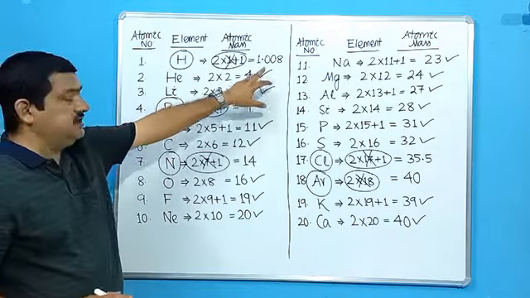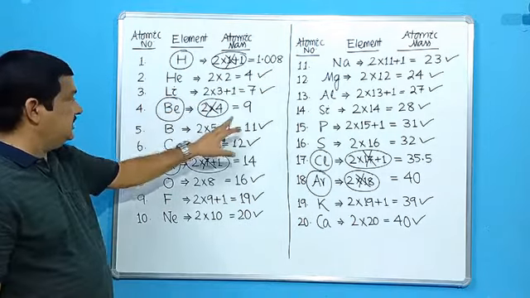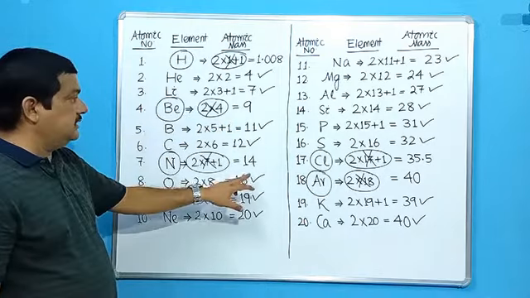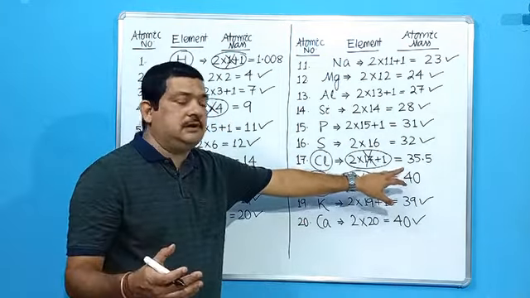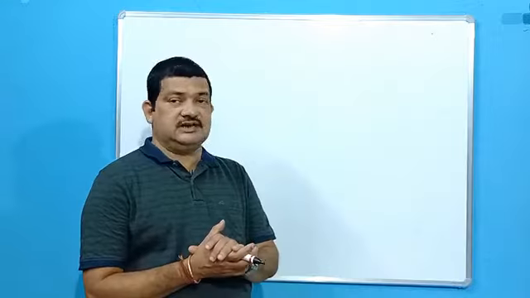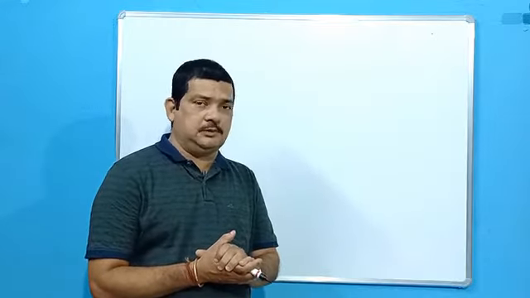And hydrogen, you have to remember it is 1.008. Beryllium, it is 9. Nitrogen, it is 14. Chlorine is 35.5. In the last class, I already told you why chlorine's atomic mass is 35.5, because you are taking an average atomic mass of 2 isotopes of chlorine, that is 35 and 37. Then argon, it's an exception. It should be 36, but it is 40. Okay, so this is how we remember the atomic mass of all elements from atomic number 1 to 20. So students, we discussed the atomic mass of elements from 1 to 20.